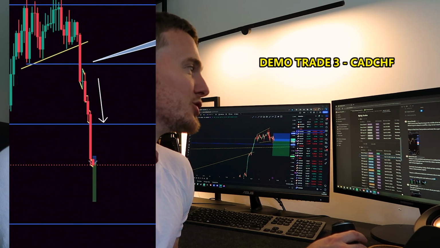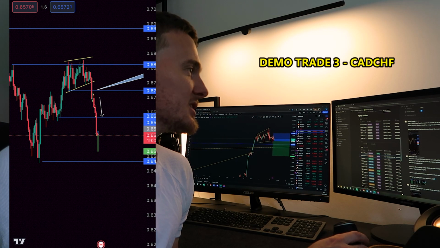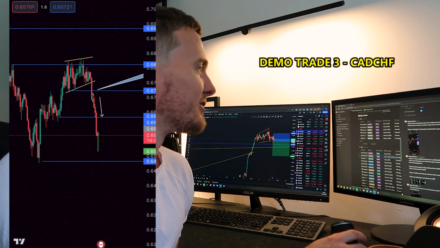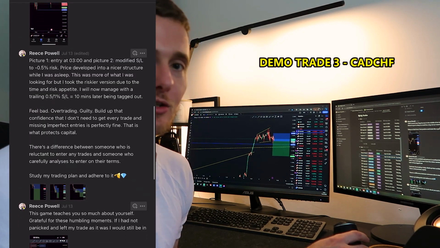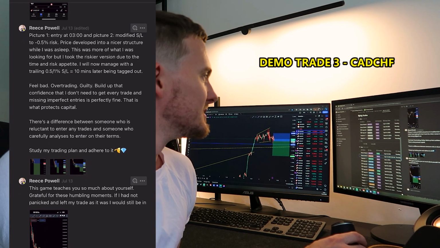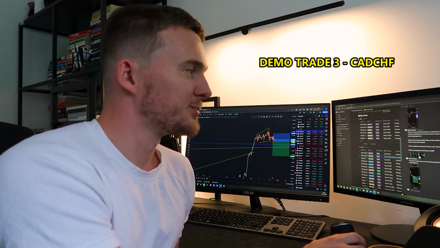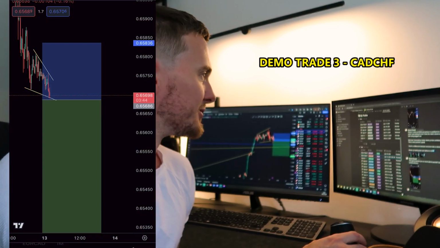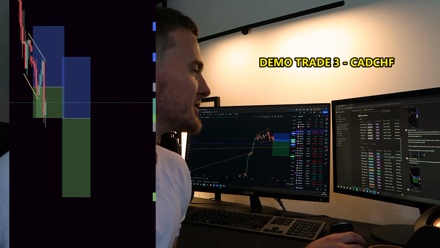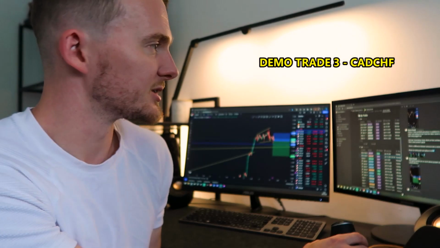About to go to sleep, so could be a tag out as I won't be able to manage it. Risky on that front, feel positive and looks like a good trade. Okay. Picture 1, okay, so I've put multiple photos up here, hopefully I'll be able to share with you. Picture 1, entry at 3 o'clock, and picture 2, modified the stop loss to 0.5% risk.